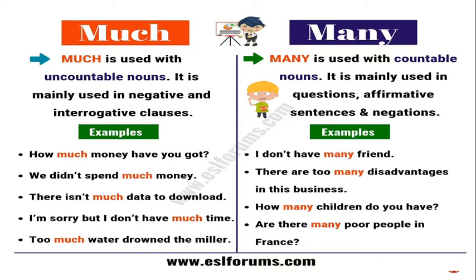So when we come to many, it is used with countable nouns. It is mainly used in questions, affirmative sentences and negations. I don't have many friends. There are too many disadvantages in this business. How many children do you have? There are many poor people in France. So in this way we are using much and many.